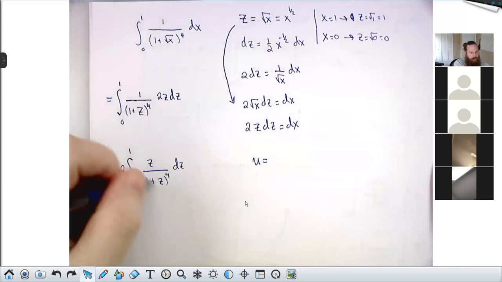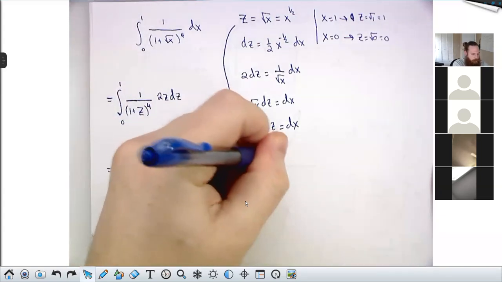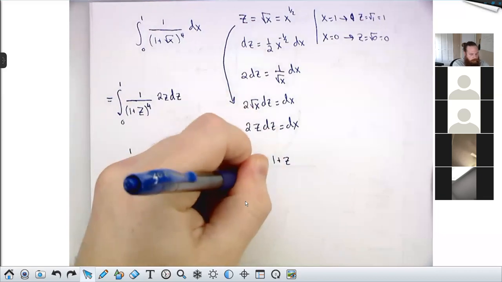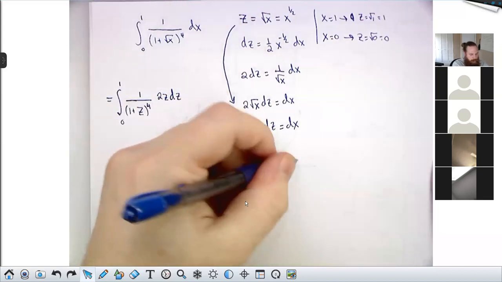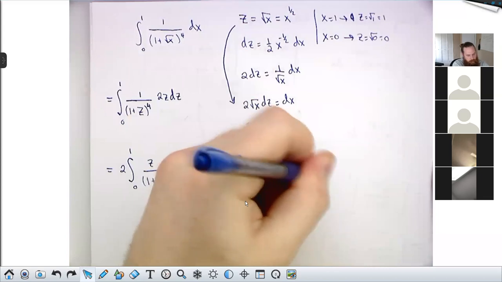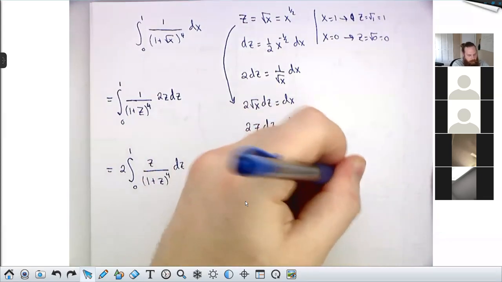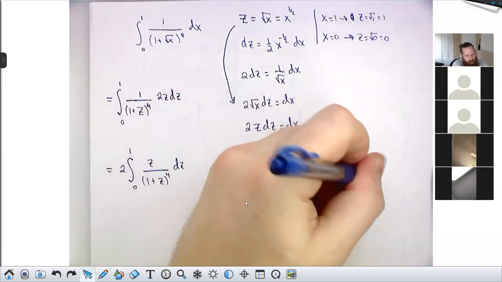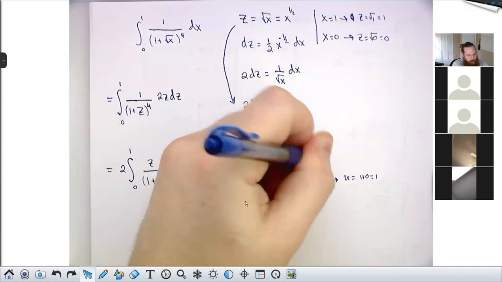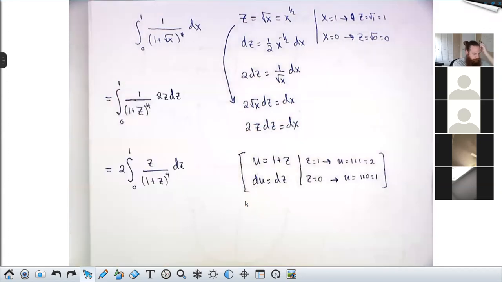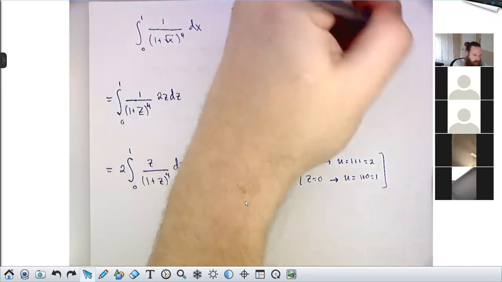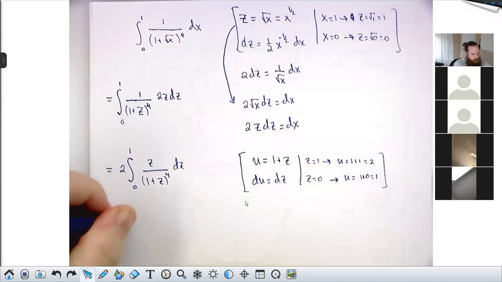What's making this hard right now is the addition downstairs inside that power. Now du here is just dz. The derivative of 1 plus z is just 1. And the bounds: when z is equal to 0, u is 1 plus z, so that's 1 plus 0, which is 1. And when z is equal to 1, u would be 1 plus 1, which is 2. So here's my first substitution. Here's my second substitution. Now I have 2 times the integral from 1 to 2.